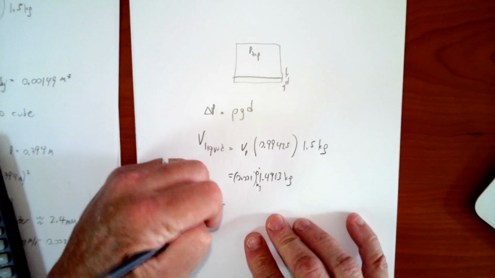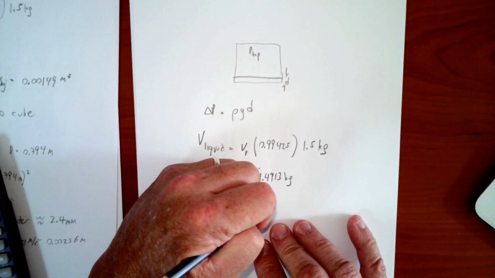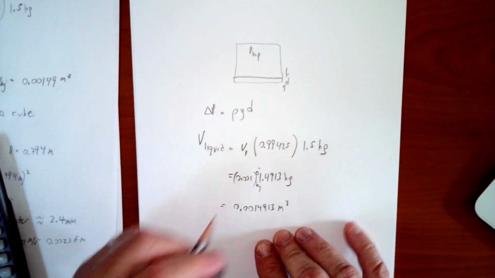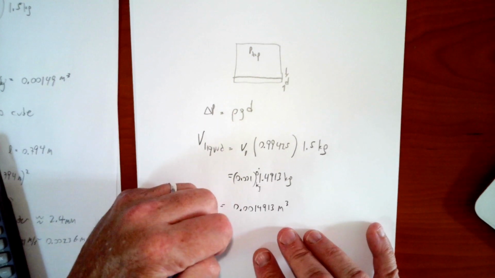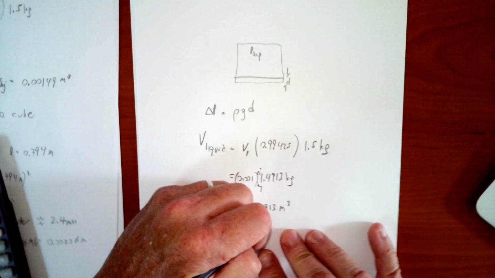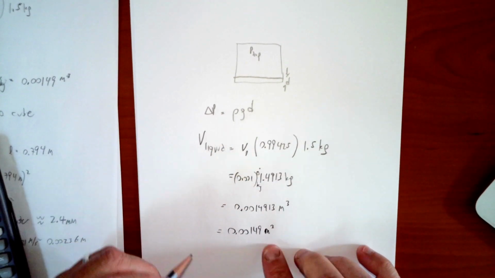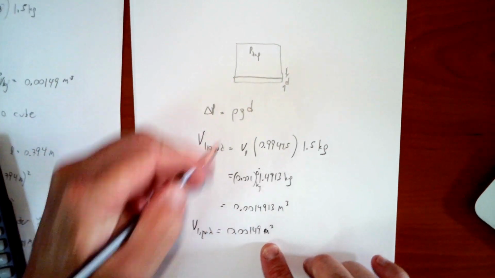But that's just going to be equal to 0.00149913 meters cubed. So we're not going to carry all those units. We'll drop it at 3 sig figs. So we'll go with 0.00149 meters cubed of liquid. So that's how much volume of liquid we have. And now the question is, how deep is it?